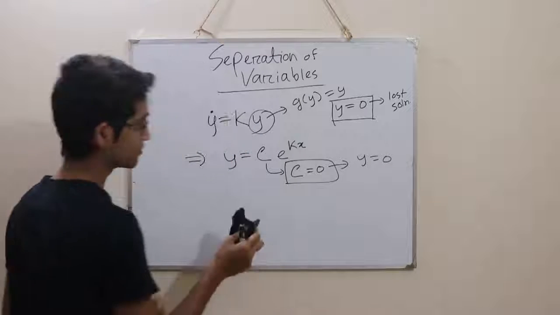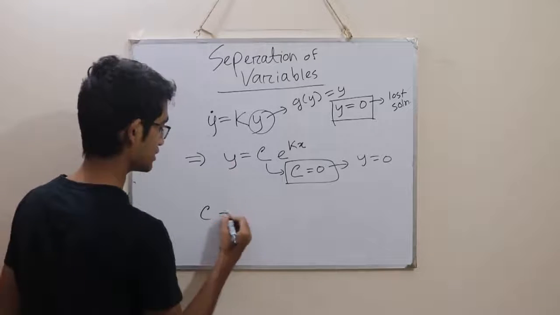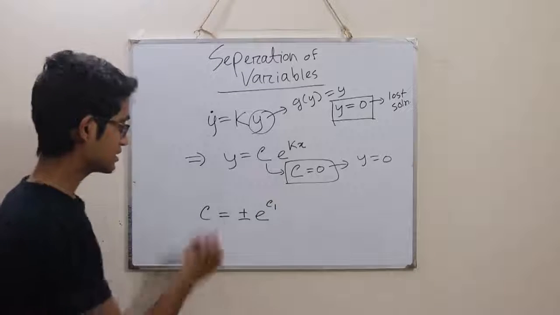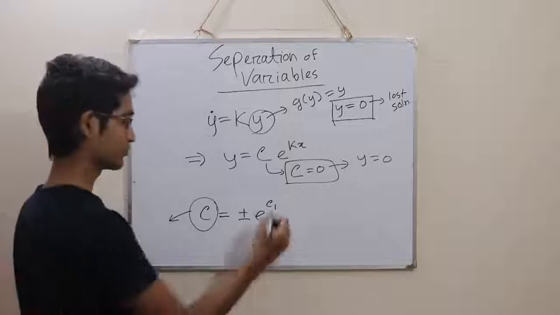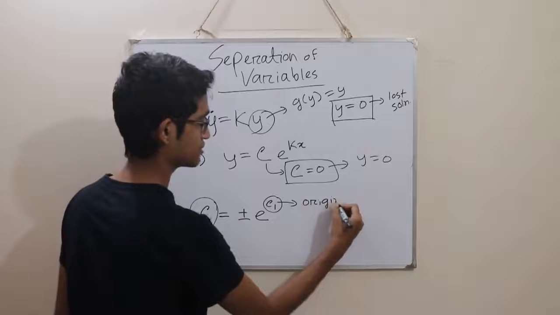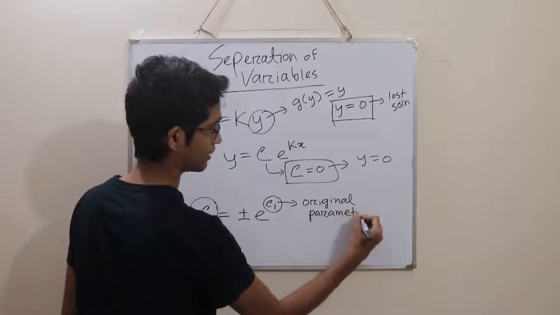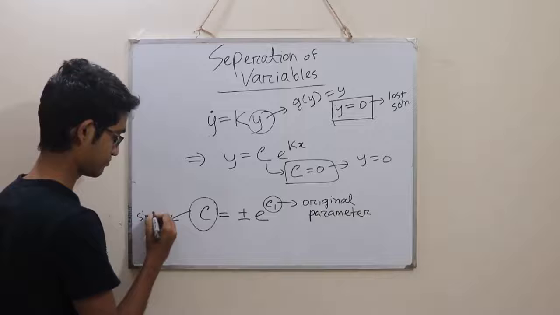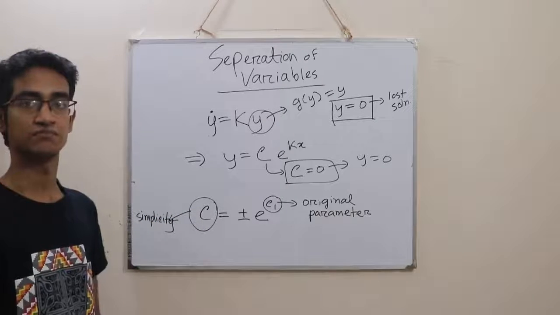If we do a bit of backtracking, we will see that c is actually equal to plus or minus e to the power c1. The parameter c is not the original parameter. The original parameter is this. Let's say original parameter. And this is the one we took for simplicity.